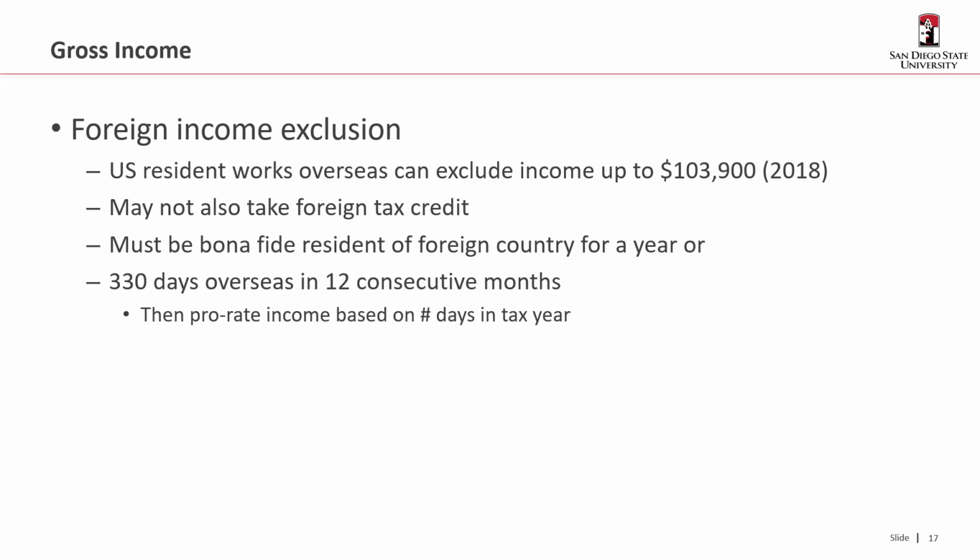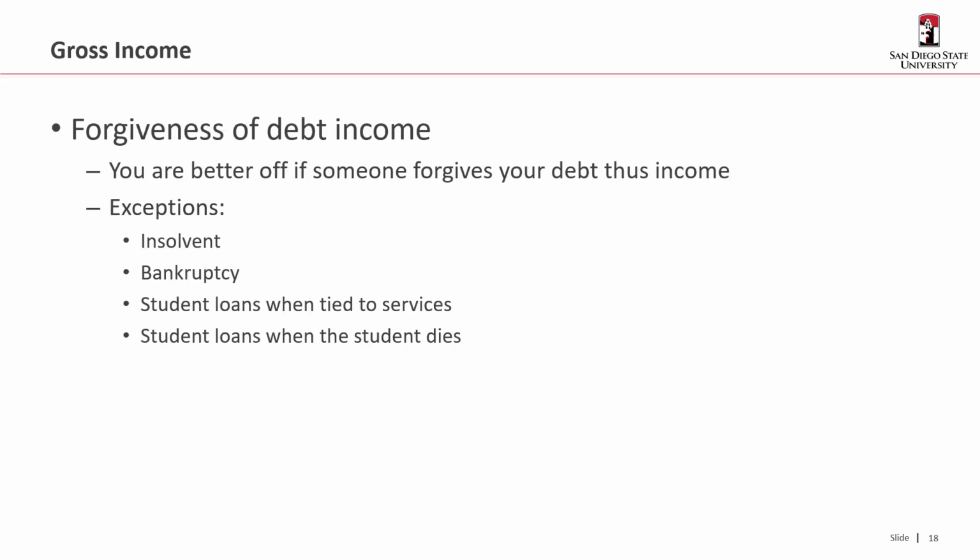You have to be a bona fide resident of a foreign country for a year, or at least 330 days overseas in the previous 12 consecutive months. And then once you clear either of those, then you prorate income based on the number of days in the tax year. And we'll almost certainly do an example of this in class because it can be a little bit confusing.